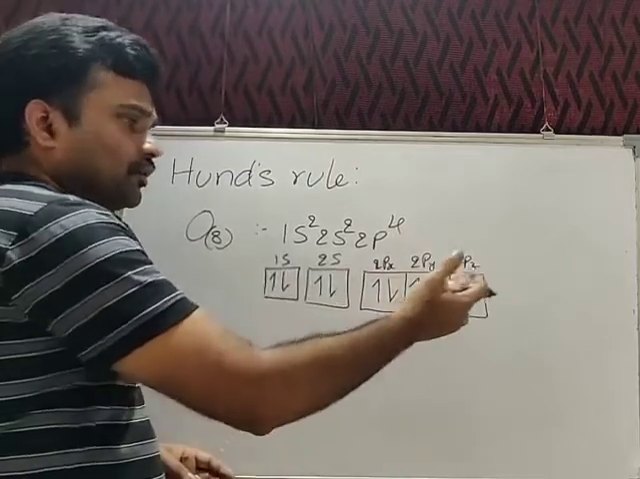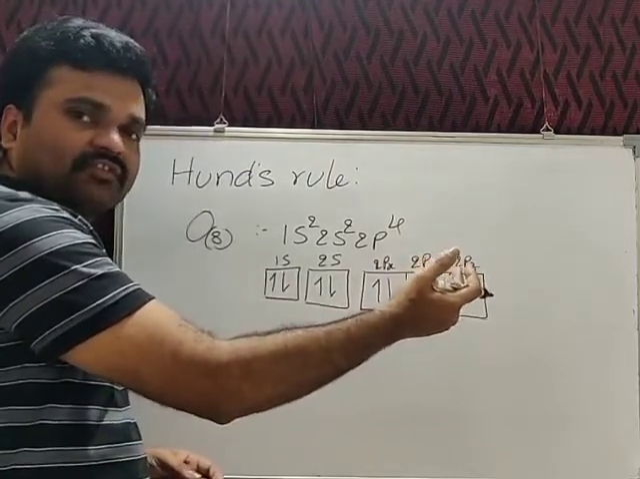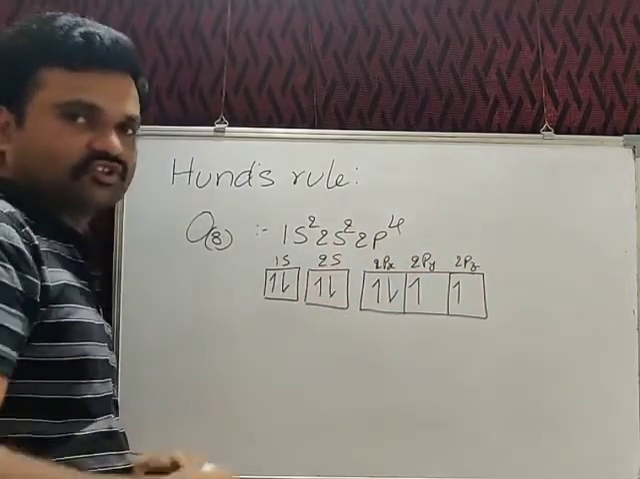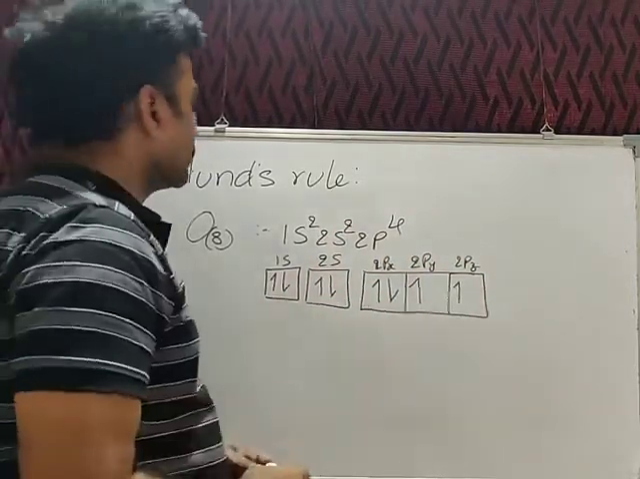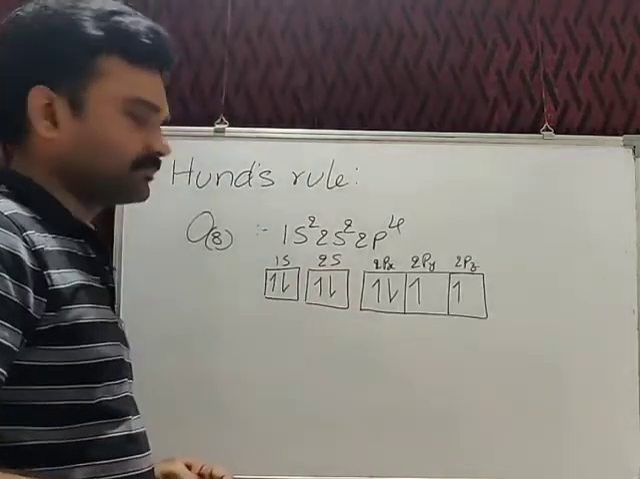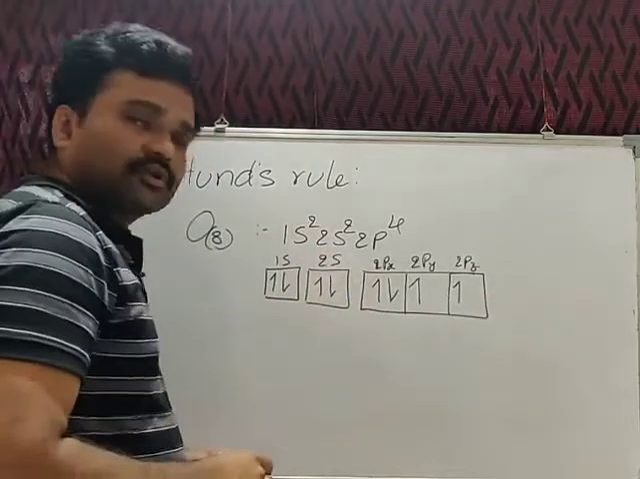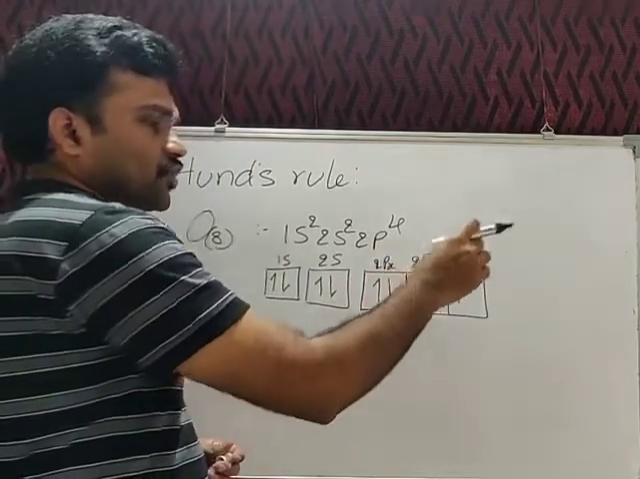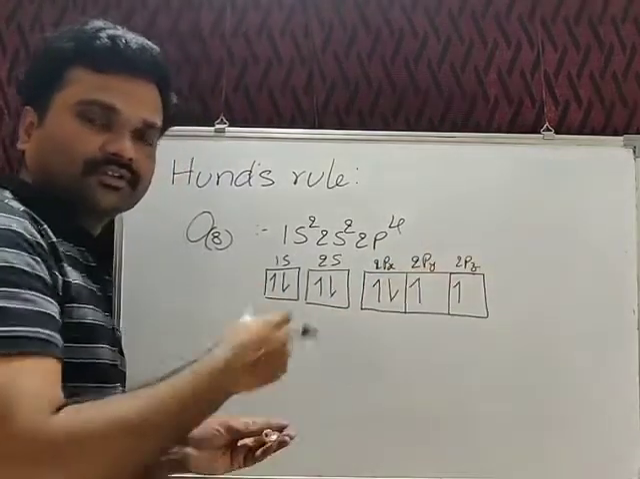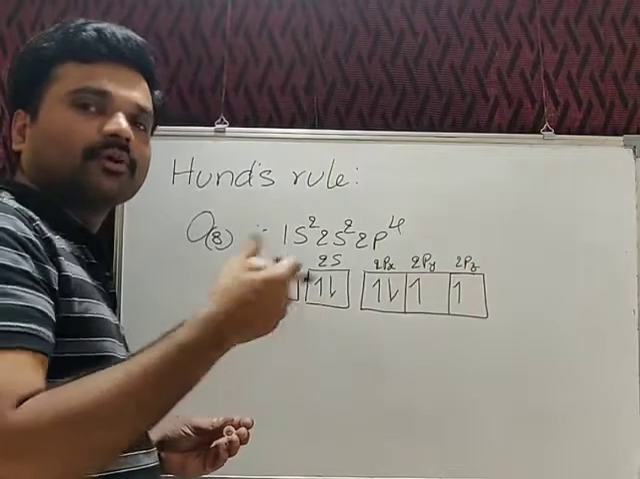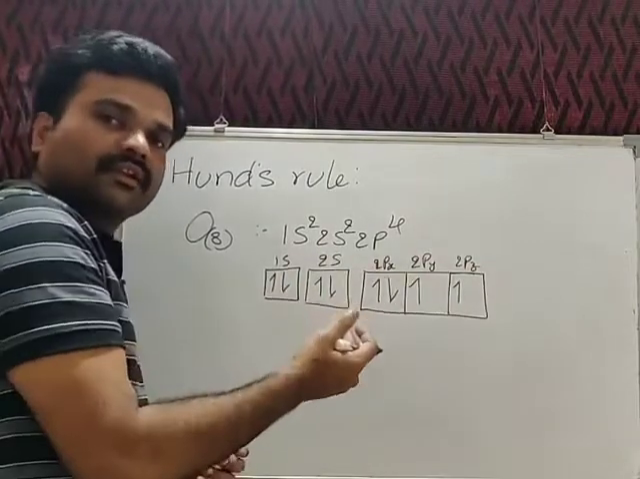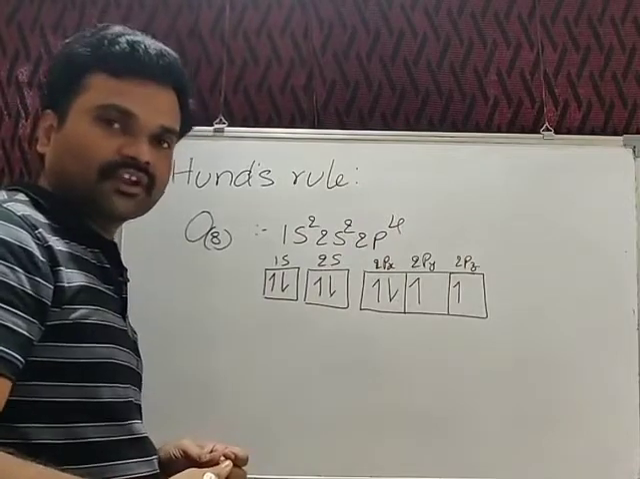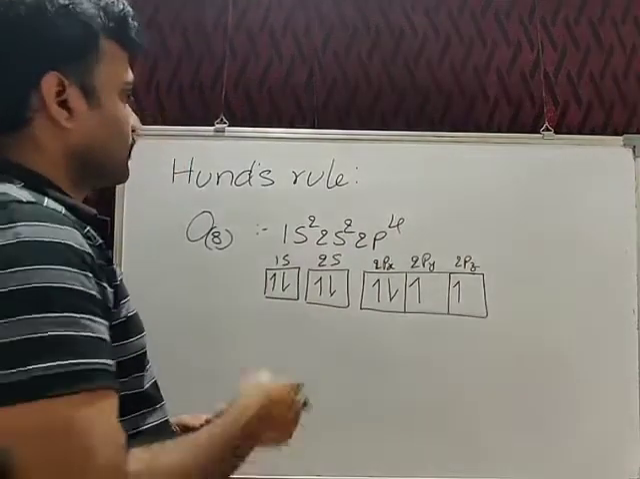After all the orbitals are occupied by single electrons of the same spin, the remaining electrons come and pair with these in the opposite direction. This is Hund's rule of maximum multiplicity. To explain it to students in a simple manner, we say first all the electrons occupy the orbitals singly with the positive spin. Then the second electrons which come for pairing will be shown in the downward direction. This is Hund's rule.